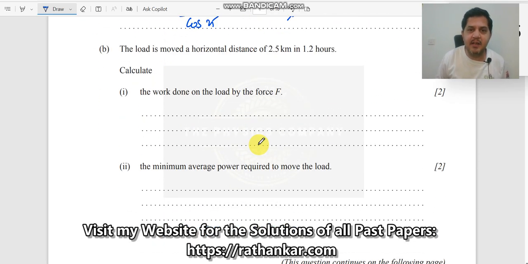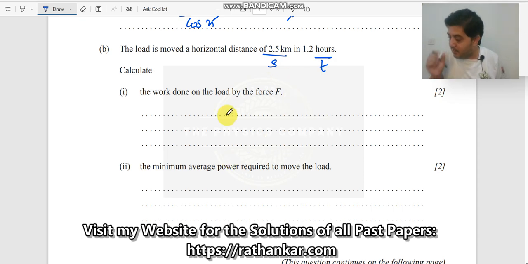The load is moved a horizontal distance of 2.5 kilometers in 1.2 hours. So the distance is given and the time is given. Calculate the work done on the load by the force F. So he is asking what is the work done on the load by the force F.